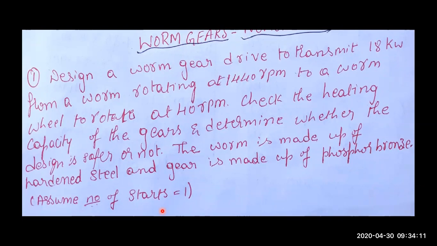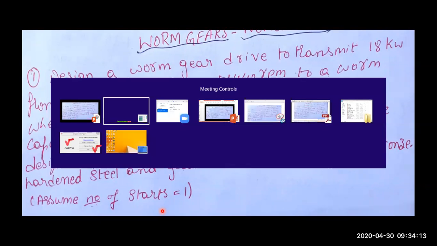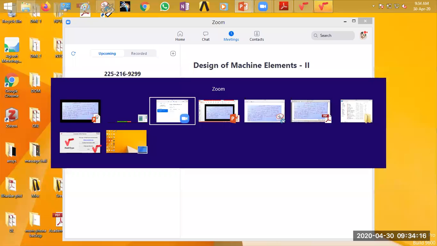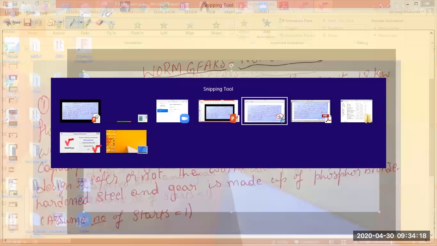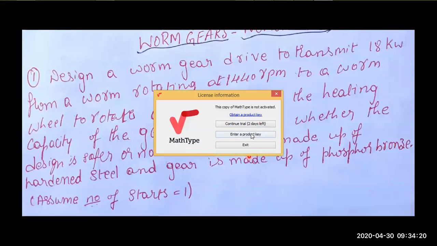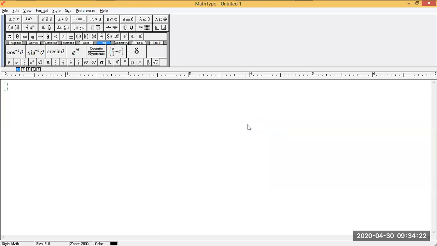Okay, I hope it's taken care of. We'll start off with the numerical. Okay, so this is the first problem on worm gear. Let's see what is given.